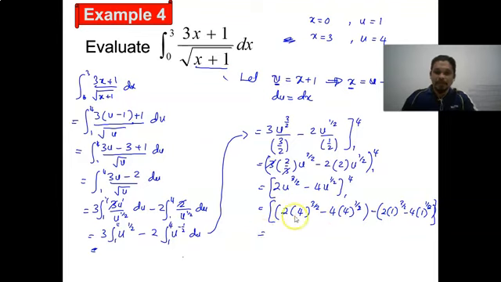Okay, so look at this one now, 4 to the power of 3 over 2. 3 over 2 means it is the square root and power of 3. So square root of 4 equals 2, and 2 to the power of 3 equals 8. 8 times 2 equals 16. Minus the square root of 4 equals 2, 2 times 4 equals 8.